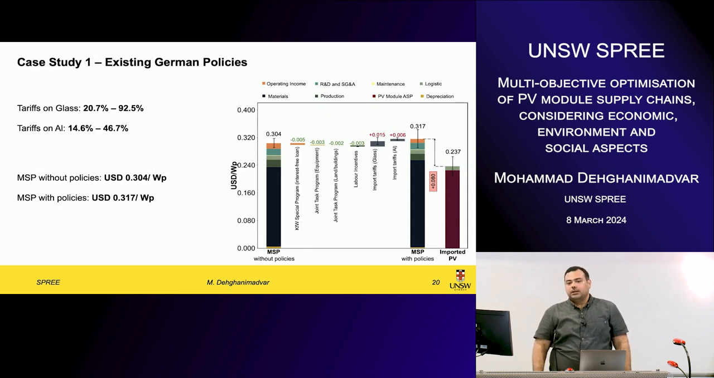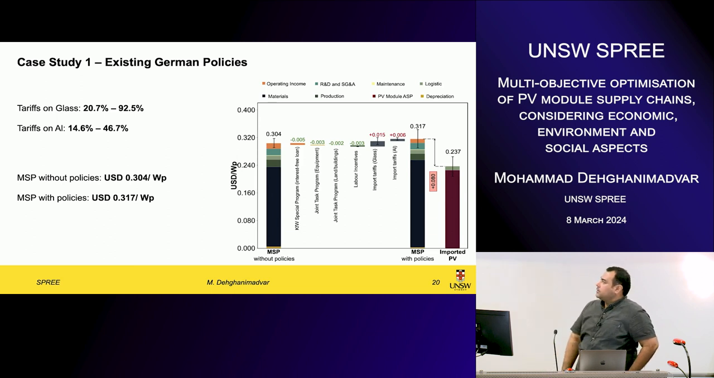So let's have two case studies: what is happening in Germany right now and what is happening in the US. In Germany, as I said, there is a tariff on imported glass, which again depends on the company, from 20% to 92%. There are also incentives on CapEx, on land, and on labor for the first year. All of those incentives drop the cost, but the tariffs on aluminum and glass increase the cost.